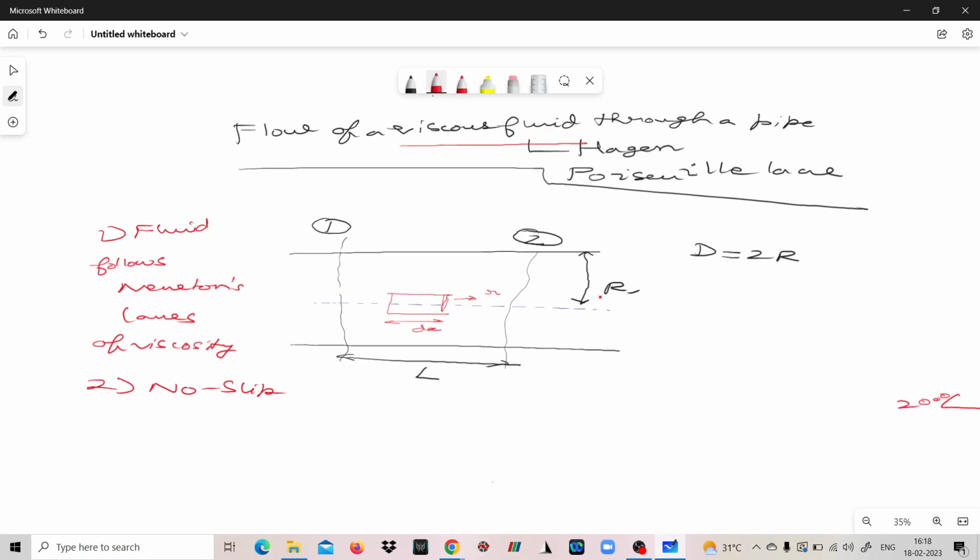Now let us consider the third assumption, the forces. What are the forces that are acting on this system that we'll be considering? One is the pressure force, and the other one is the shear force. Okay, the shear force between the fluid and the pipe wall, and the pressure force on the fluid element.